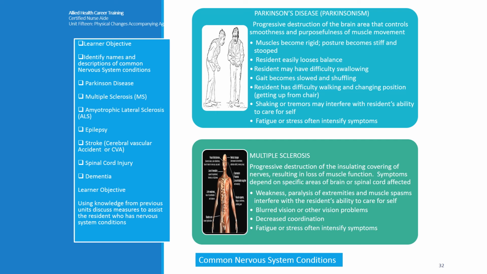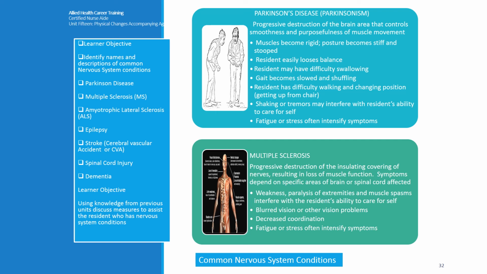The next disease we'll talk about is multiple sclerosis, MS. This one is a progressive destruction of the insulation covering the nerves that will result in a loss of muscle function. And the symptoms will depend on the specific areas of the brain or the spinal cord affected. And you may have different symptoms on different days. So you kind of don't know what to expect a lot with MS, depending on the person. Some people may have consistent symptoms from day to day. Some people may have different symptoms.